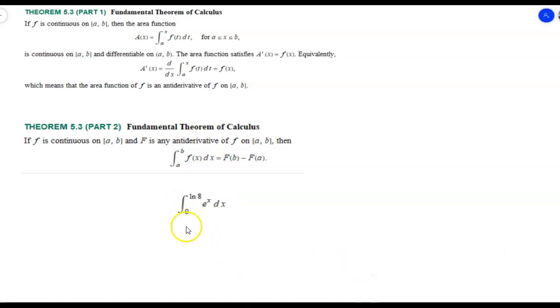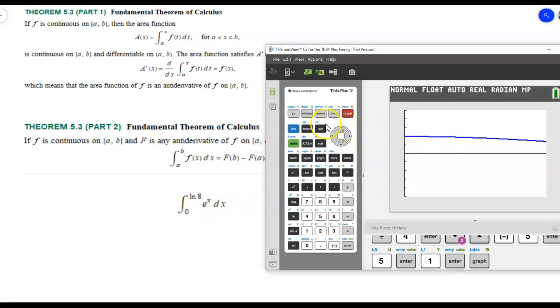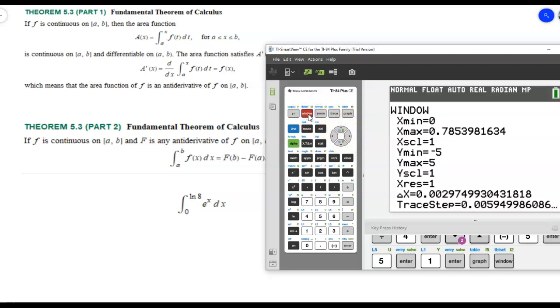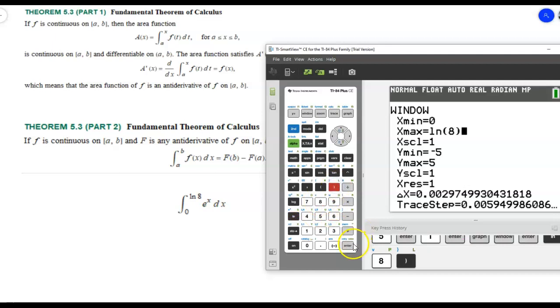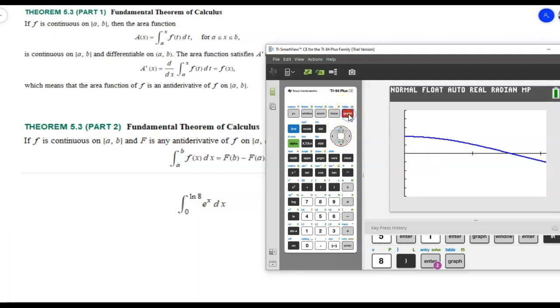All right, so here we have from 0 to natural log of 8 of e to the x dx. So once again, I'm going to go to my window here, and let's go from 0 to natural log of 8. It'll give us a decimal approximation, and that's our x values. Keep the y values the same. Let's see if it comes out okay. And it does.